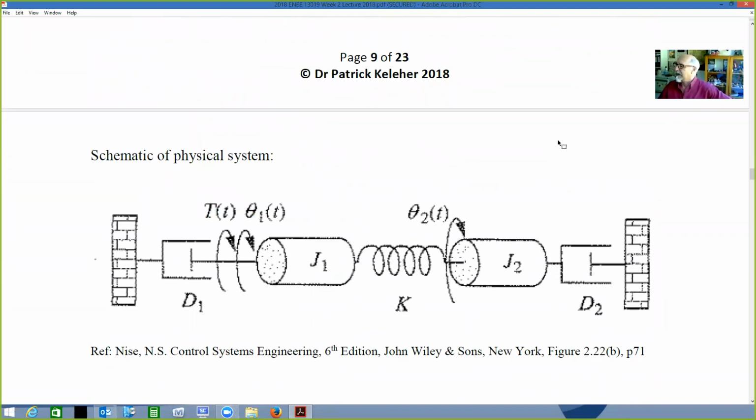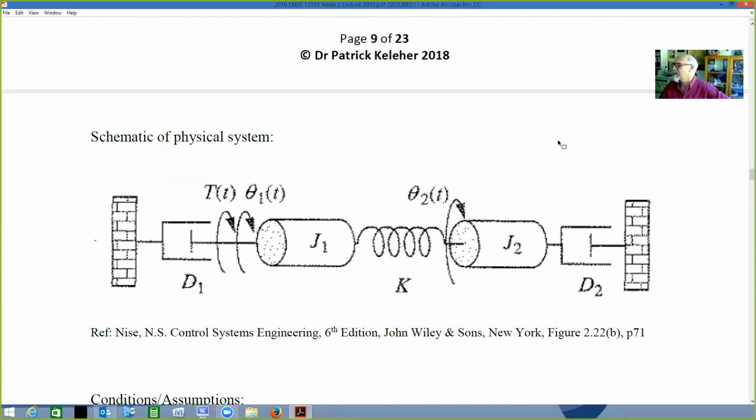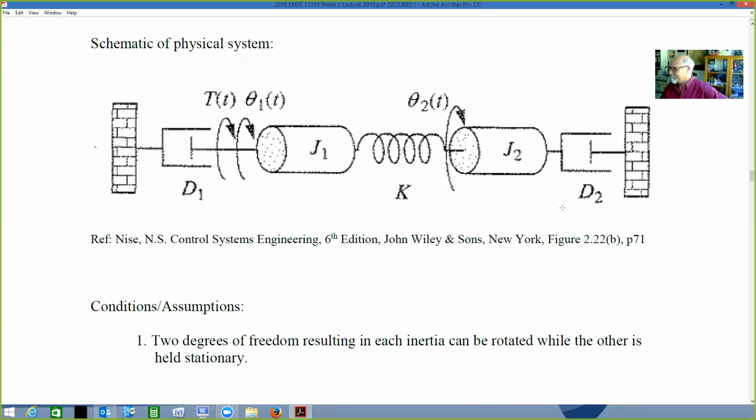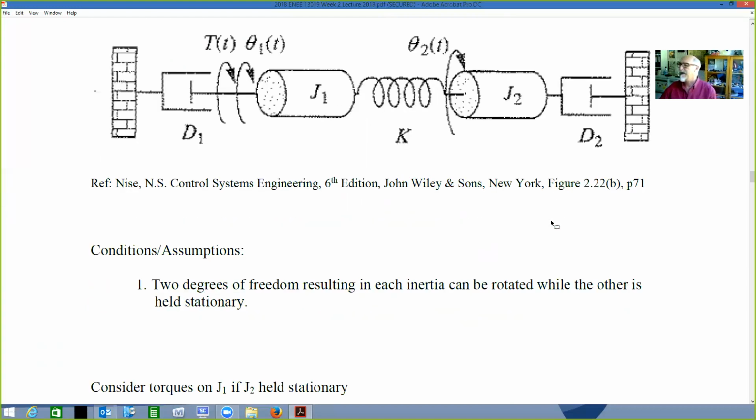We can directly start to analyze this now. Really what we've got is some damping effects occurring. We've got some turning here. We've got some basic expansion occurring left and right, damping down this end as well. So we start to analyze our system, which, as I said, could be an electric motor kicking in, that type of thing. And again, always state your conditions and assumptions. We've got 2 degrees of freedom, resulting in each inertia being rotated while the other is held stationary. So that's really the key to the problem.